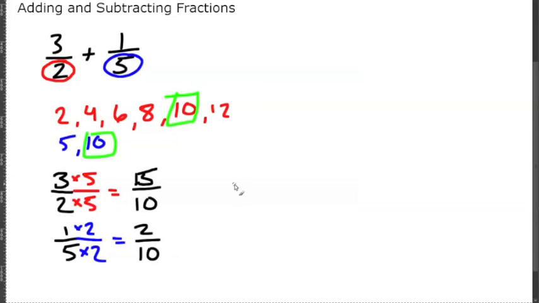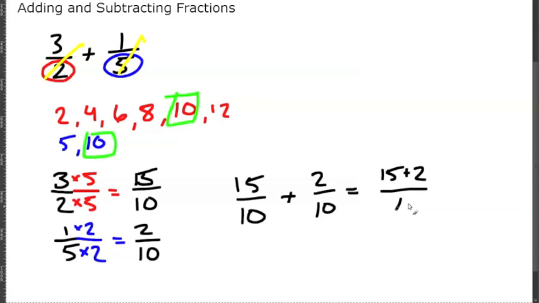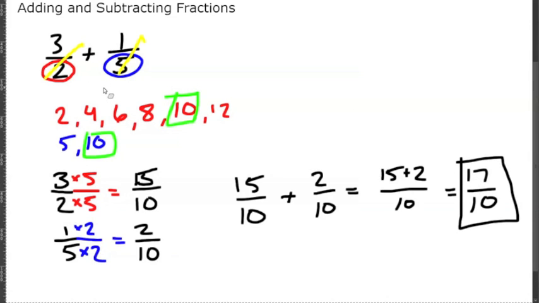We're going to have 15 over 10, which was the 3 over 2, plus 2 over 10. And 2 over 10 was the 1 over 5. 15 plus 2 all over just 10. So that's going to be 17 over 10, which cannot be simplified anymore. So 17 over 10 is our answer for this problem.